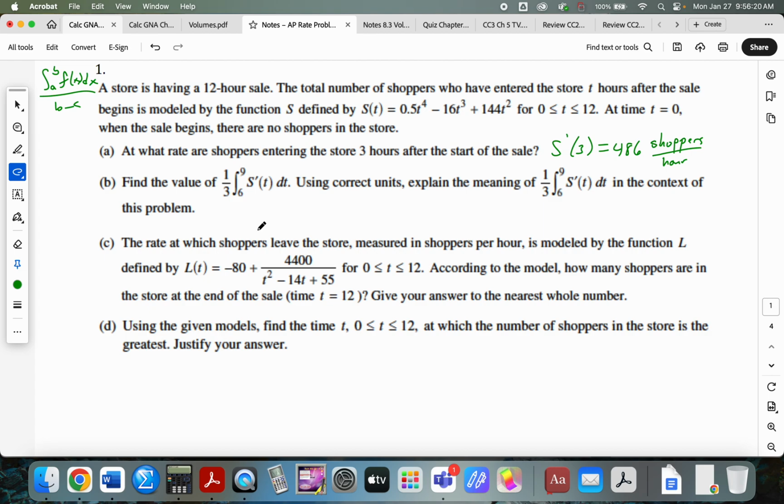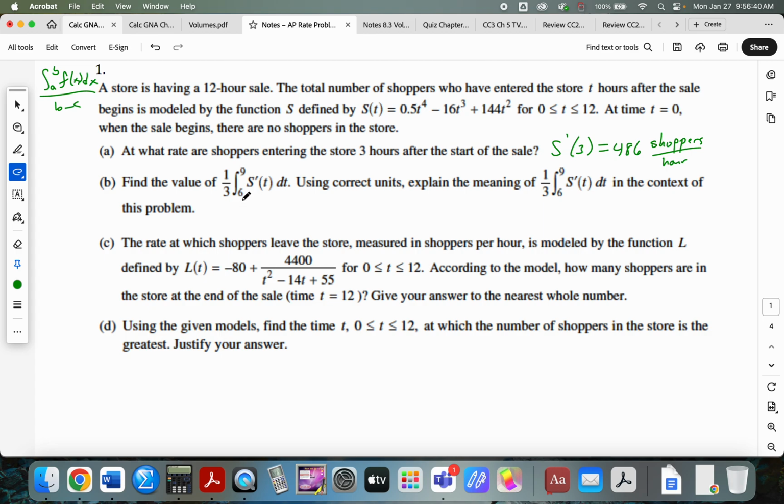Average value of S of t? Well, here it's not S of t. It's the average value of S prime of t. And S prime of t is the rate of change.